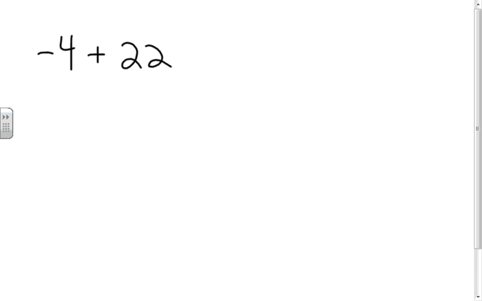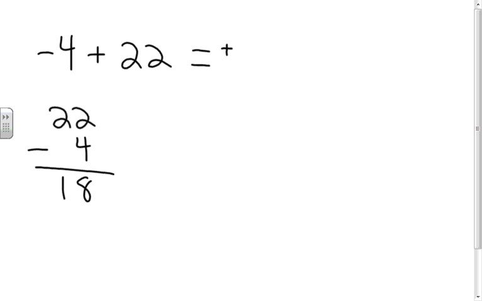22. So it's a negative plus a positive, so I keep the sign of the larger one. In this case, it'll be positive. So the answer will be positive. I already wrote that down. And I subtract the larger minus the smaller, and I get 18. So positive 18. Notice that my answer is not negative. That is a big mistake that a lot of you were making.